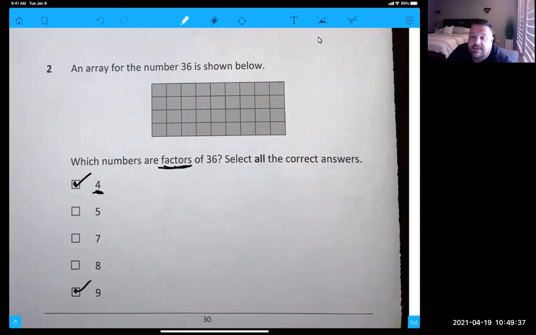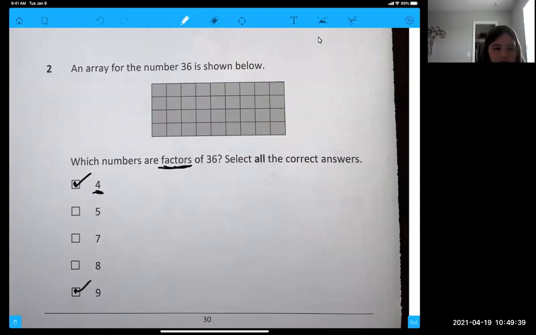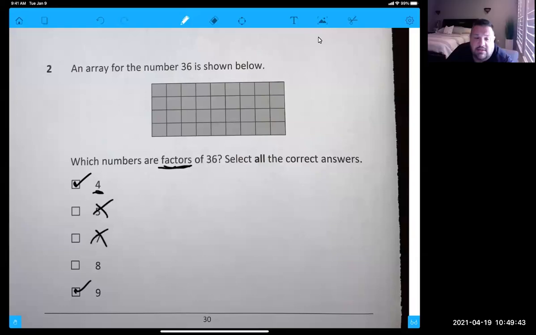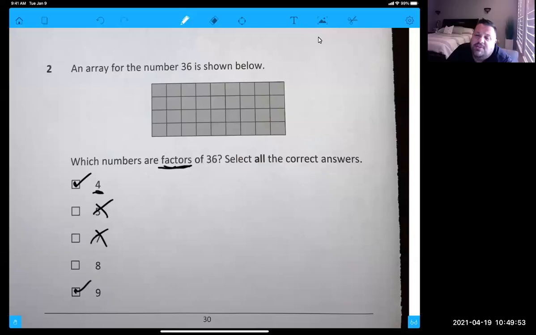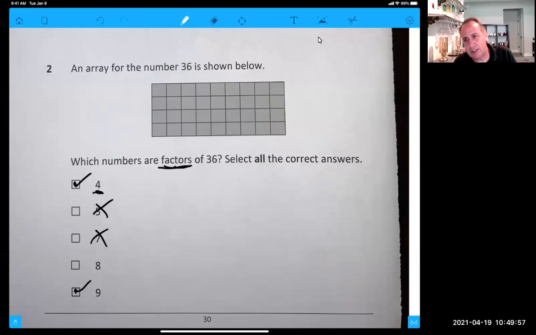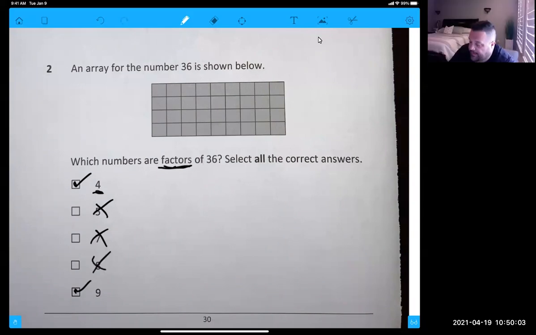Does 5 go into 36 evenly? No. Does 7? No. Does 8? No. Yes or no? No. The factors have to be the 2 numbers multiplied together, right? So there'd be like 8, 32, and then 8 more is 40. So that doesn't work. Yeah, so 8 doesn't work. All right, let's keep going.